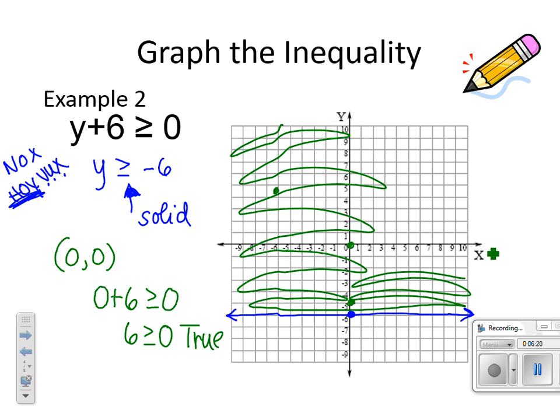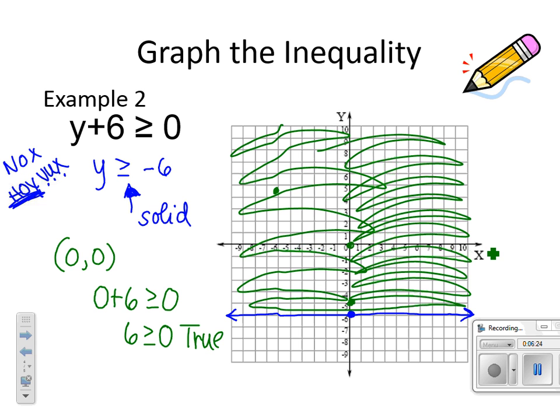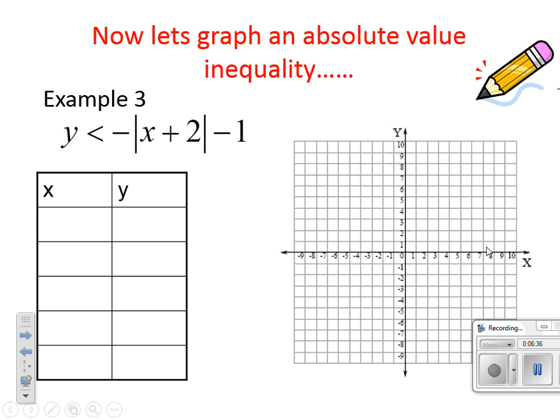And the line is part of the solutions, where on the last graph, when it was dotted, it wasn't part of the solutions. So that's graphing inequalities. Remember shading, testing a point, and shading. So now let's graph an absolute value inequality. This says y is less than negative absolute value of x plus 2, minus 1.